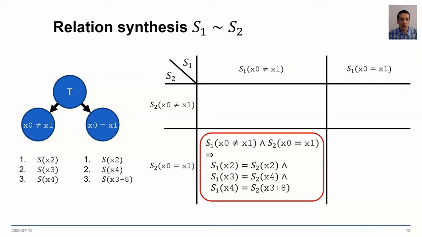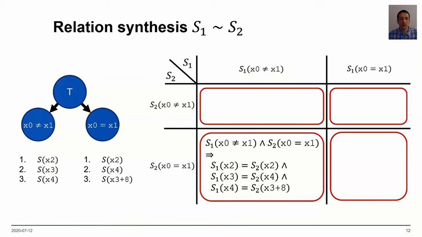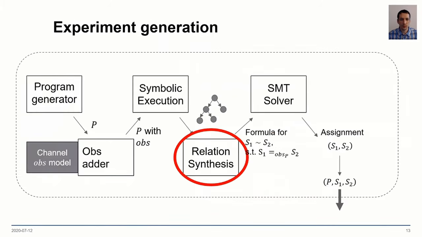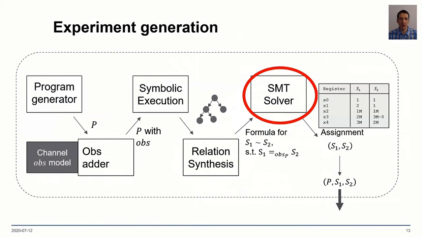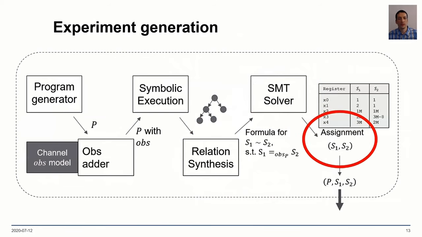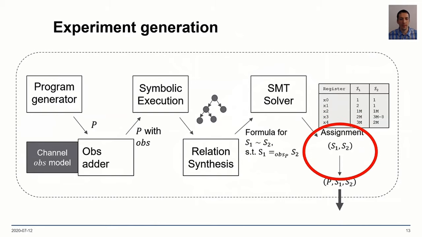When we are done, we fill in the whole table and create the relation as a conjunction of formulas that we find in the table. It can be simplified a little bit by eliminating symmetric cases. Like in this case here, we can remove the top right field of the table. After generating the relation formula accordingly, ScanV feeds it to an SMT solver to obtain a satisfying assignment. Since we know that the concrete instances of S1 and S2 produce the same attacker observation values when executing the program P, we are now ready to bundle the three together as a test case for the real hardware.